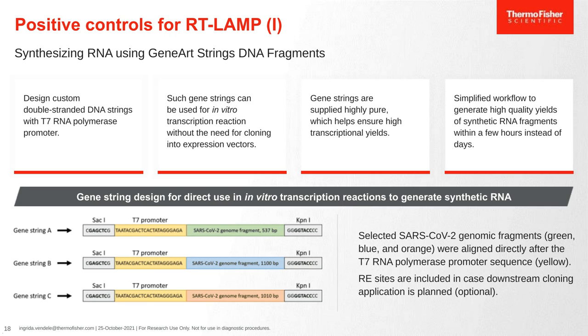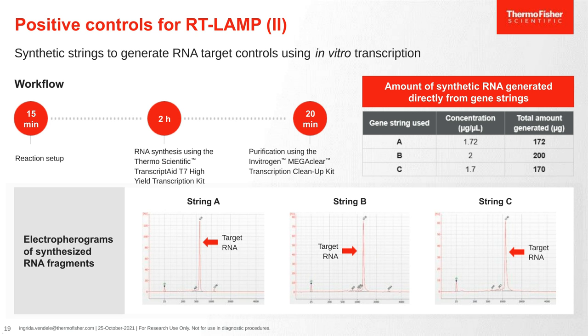Gene strings are supplied highly pure, which again helps to ensure your transcriptional yields are great, which is important, and a simplified workflow to generate high quality yields of synthetic RNA fragments within only a few hours is presented. So instead of days, you can have your RNA much quicker. And here are the steps. So reaction setup is only about 15 minutes, and RNA synthesis using the Thermo Scientific TranscriptAid T7 high-yield transcription kit is about 2 hours.